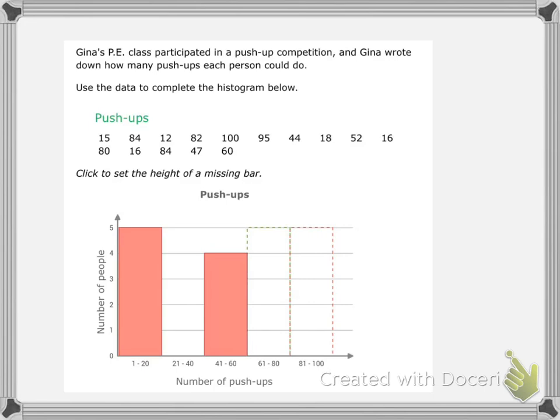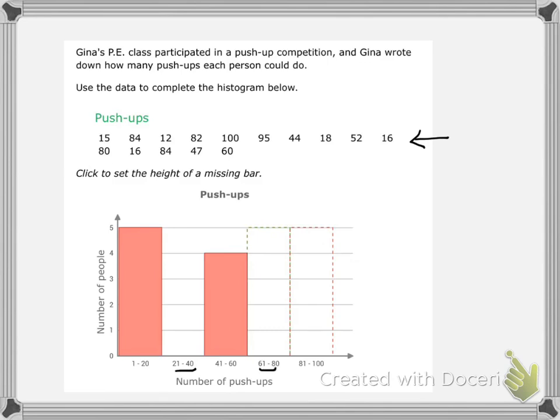Okay, next question here. Gina's PE class participated in a push-up competition, and Gina wrote down how many push-ups each person could do. So these are the number of push-ups that each person who participated got. And we want to fill in our missing bars. So we'll just double check that there are no numbers for 21 to 40. And as I look through the data, there are none. So that should be a gap between 1 to 20 and 41 to 60.